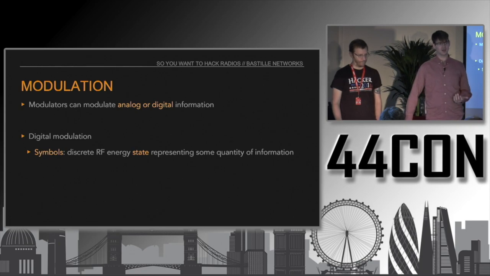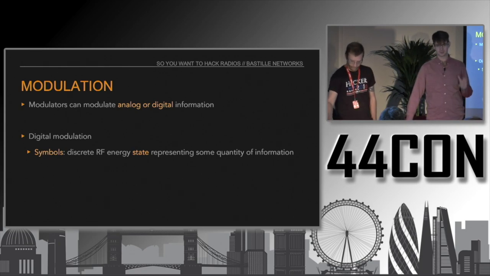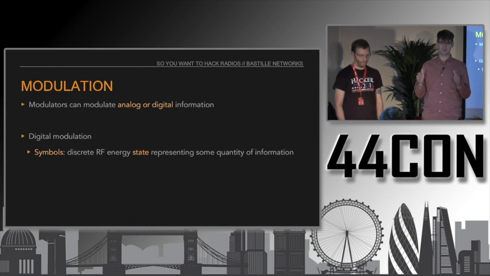And again, this is the key concept from yesterday, this notion of what a symbol is. A symbol simply refers to a discretely sampled state that represents some quantity of digital information. So when we build our receiver, we're ultimately going to be putting together a function or a series of functions that will extract the symbols from the waveform. So again, when we talk about symbol, the concept to remember is that it's a discrete state that represents some amount of digital information.